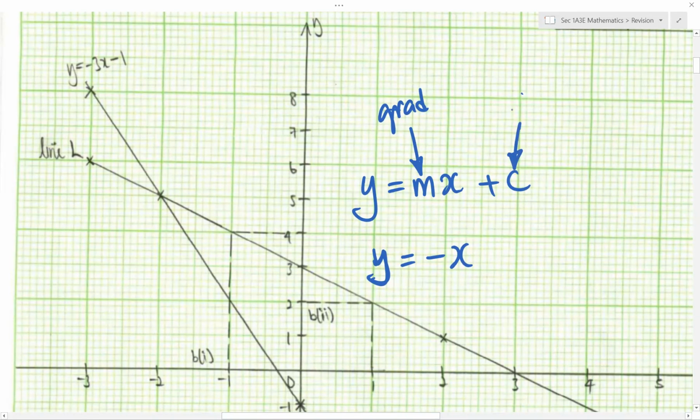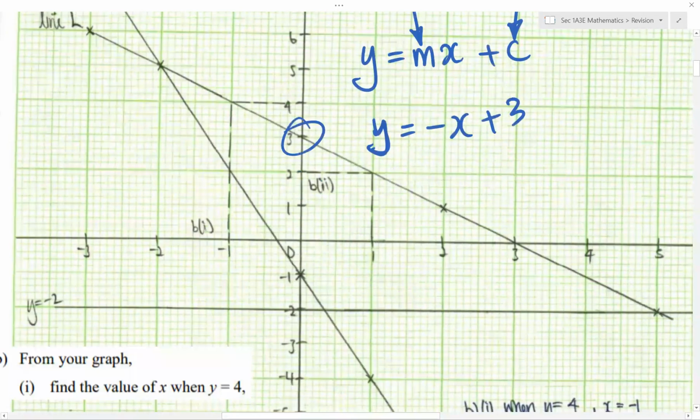What is the c value? This refers to the y-intercept. So can you see from the graph what your y-intercept is? No calculation required. Can you see where the line cuts the y-axis? Right here, 3. So y equals negative x plus 3. No calculation required. Instant answer. Once you know the gradient, you can look at the graph where the intercept is. So y equals negative x plus 3.